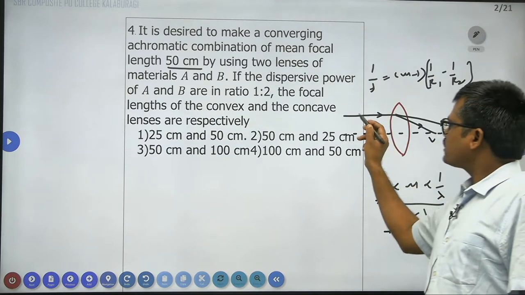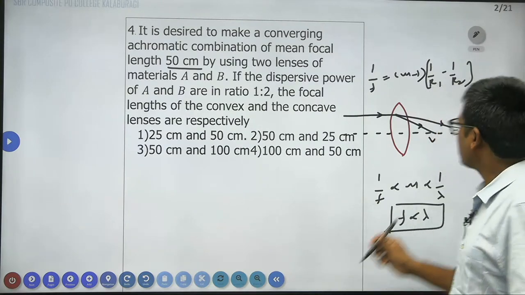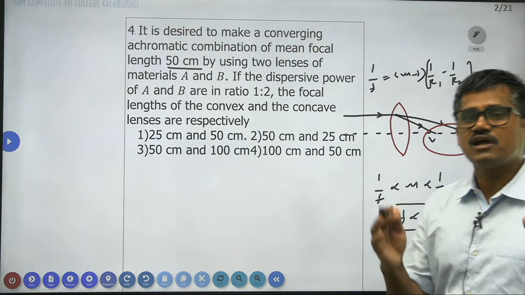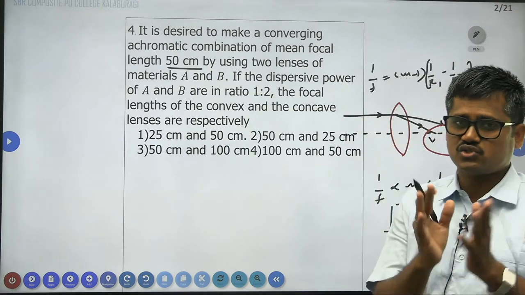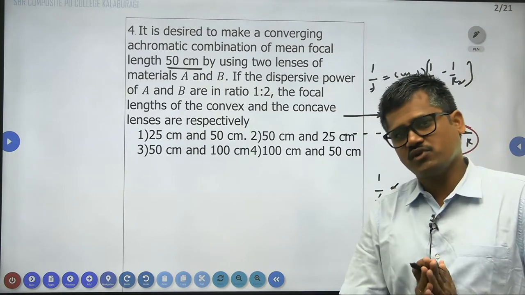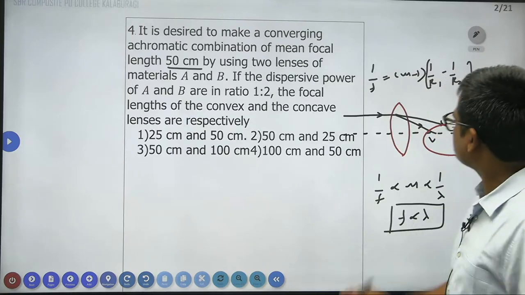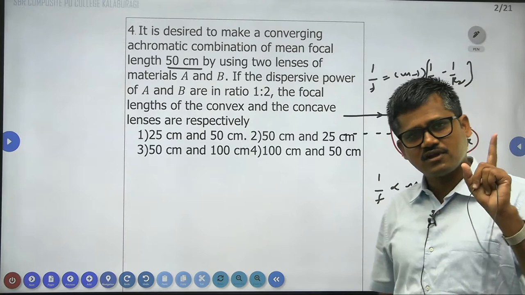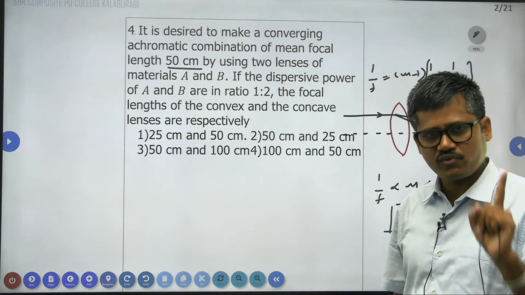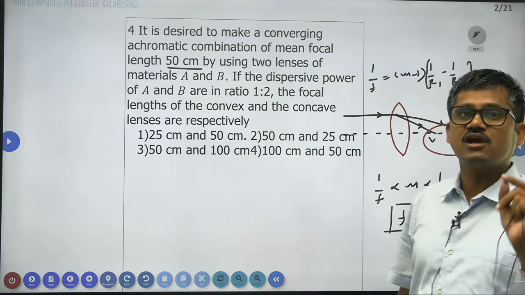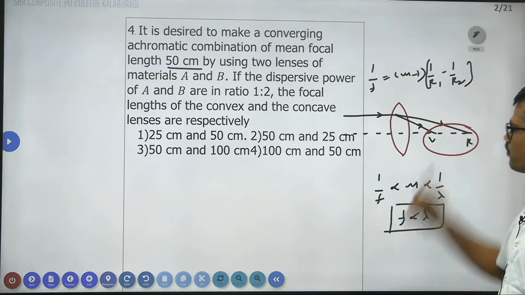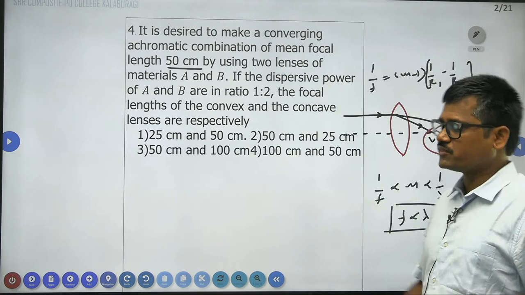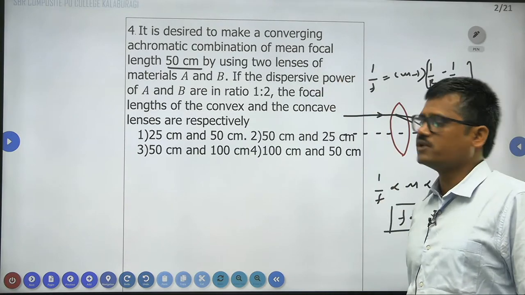So if white light comes from an object, you will get a colored image, seven colored, not a single spot image. This is a problem, which we call chromatic aberration. A colored image for white light is called chromatic aberration. It's a defect of a single lens. To overcome this, we go for an achromatic combination.